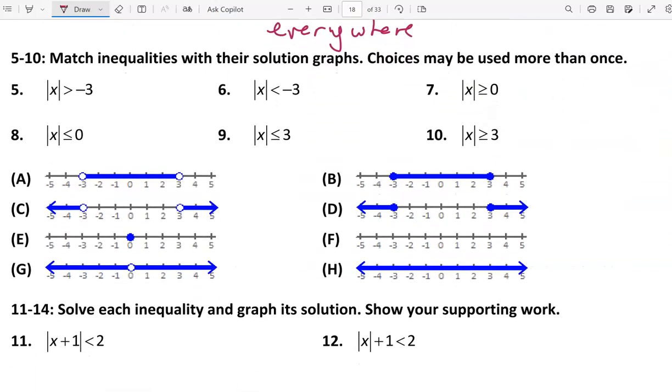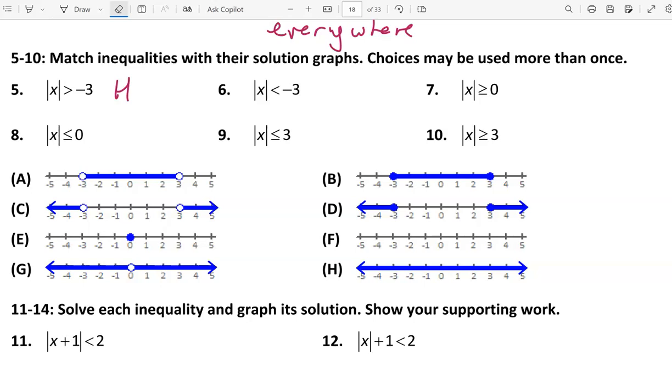All right, let's go ahead and match these inequalities with their solution graphs. The absolute value of x is greater than -3. Actually, that's just the question that we just worked, right? What numbers are a distance greater than -3 away from 0? So that would look like all real numbers, or h. So we're going to match that one with h.